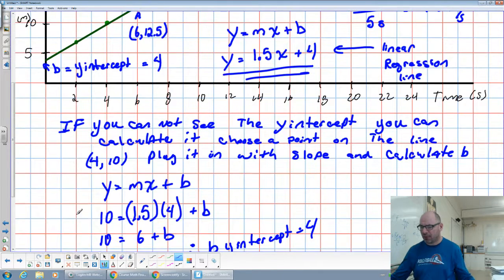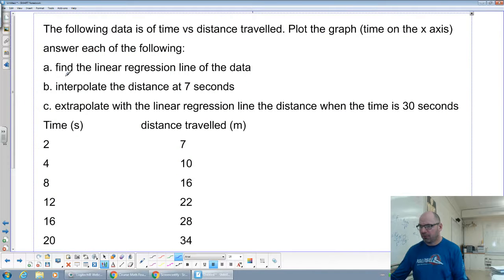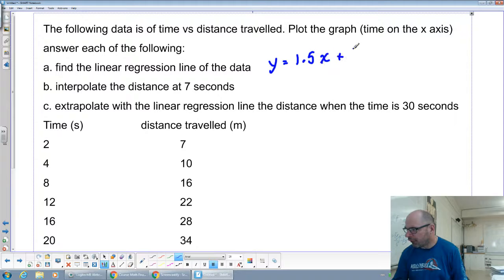Our 3 questions, if we go back to the example, are: find the linear regression line. We did that. Okay, so the linear regression line that we found was y equals 1.5x plus 4. Okay, interpolate the distance at 7 seconds. Interpolate the distance, so we can put in a 7 to figure out what it would be, or we could look at the graph.